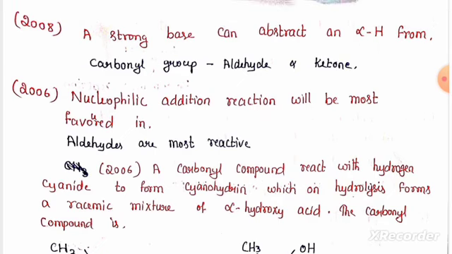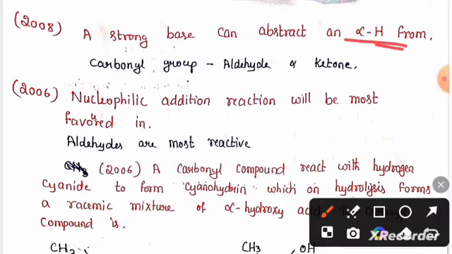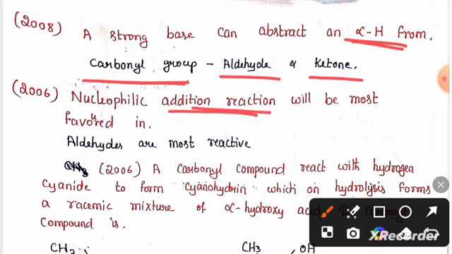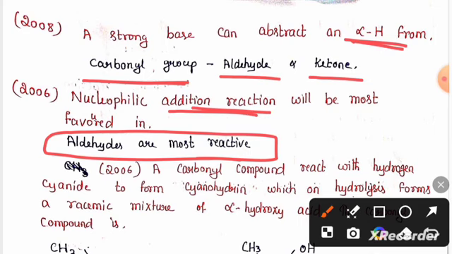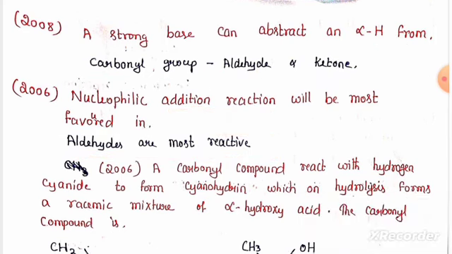Then a strong base can abstract alpha hydrogen from carbonyl groups like aldehydes and ketones. Nucleophilic addition reaction will be most favorable in aldehydes, because aldehydes are more reactive compared to ketones, because in ketones you can find steric hindrance.